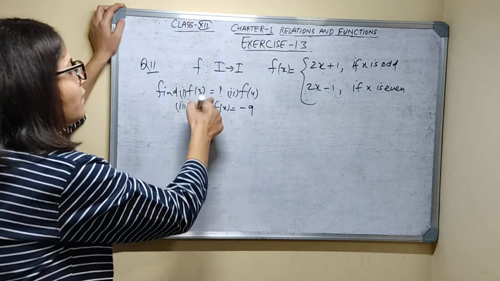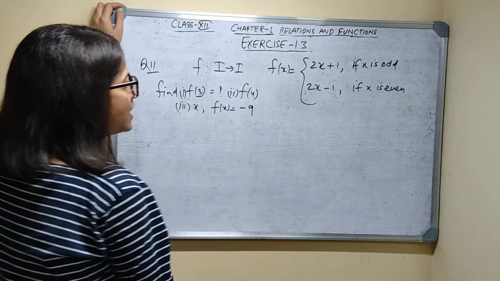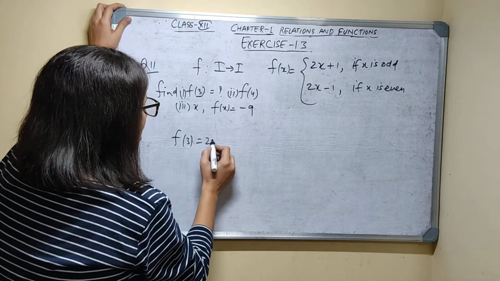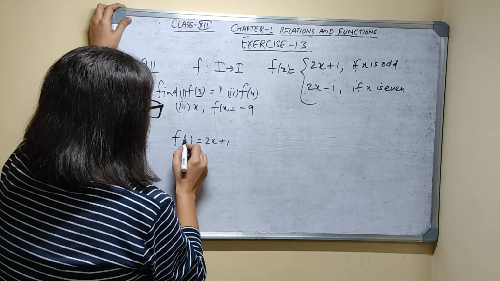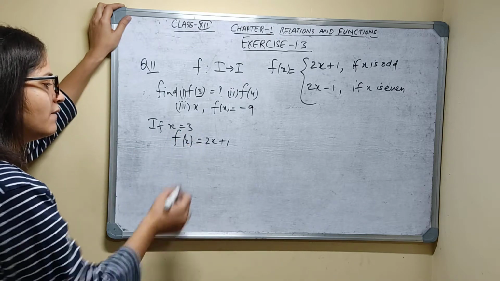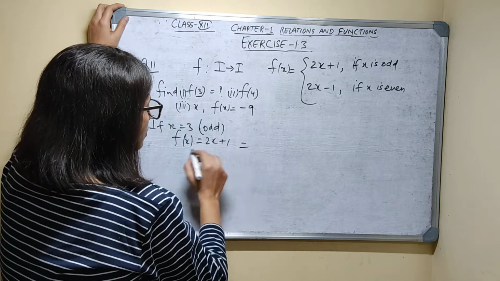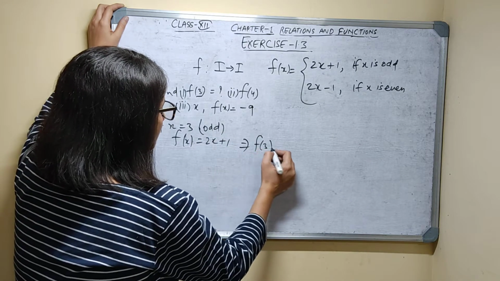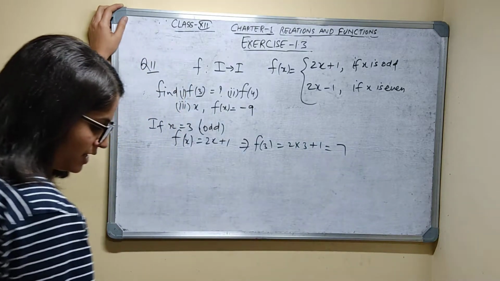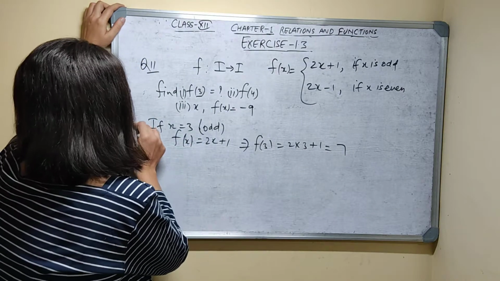So you can see they are asking f of 3. If x is odd, 3 is odd, so I have to take the function 2x plus 1. If x is equal to 3, f of 3 is equal to 2 into 3 plus 1, that is 2 threes are 6, 6 plus 1 is 7. The value is 7. This is the first part.